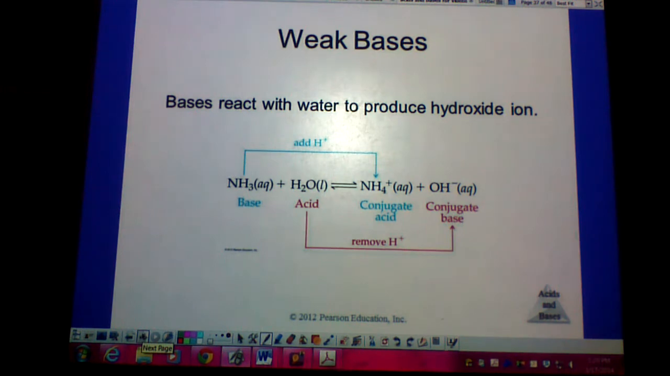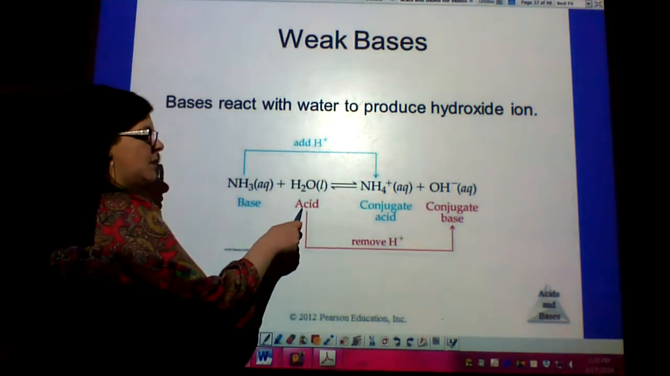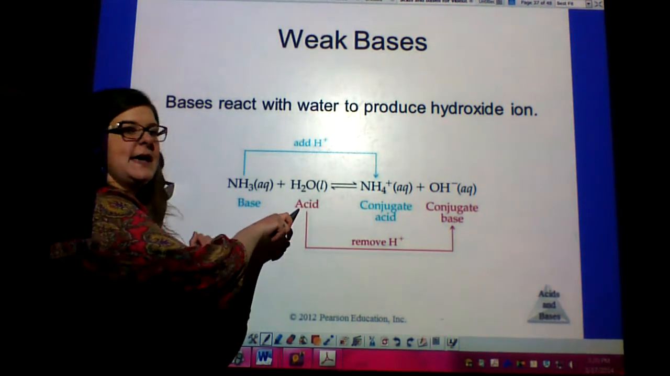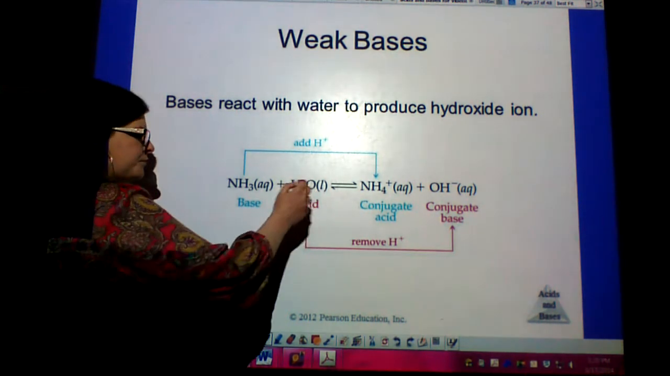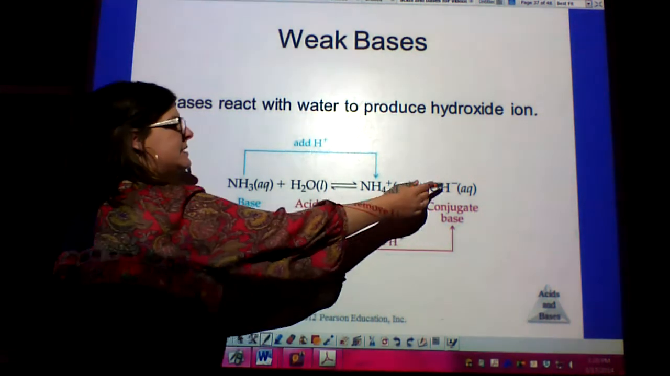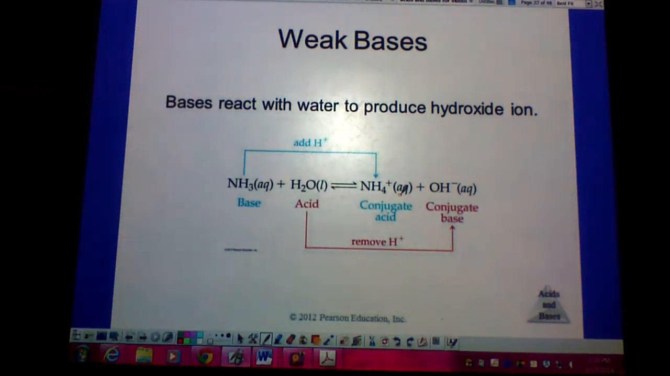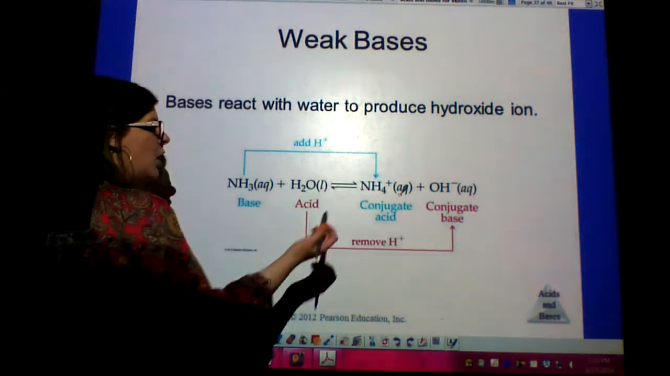So we talked about weak acids. We can also talk about weak bases. We know that weak bases, if they react with water, are going to abstract a proton from water. So if I have a weak base reacting with water, water is now going to act as the acid. Let's say that we have ammonia here as the base. So I'm going to end up making NH4 plus and OH minus. So I have my acid-base conjugate pairs here.